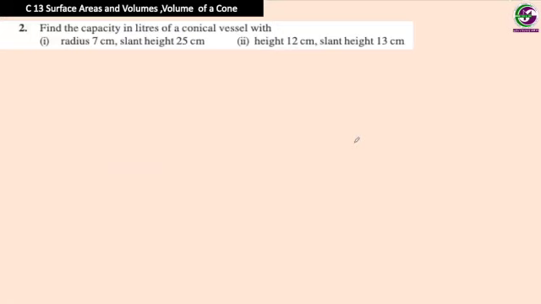Find the capacity in liters. So after getting the answer in centimeter cube, we have to divide by 1000 to change it into liters, of a conical vessel with radius and slant height given. So we have 2 tasks to do. First of all, we have to find the height. We are given the slant height is 25 and the radius is 7. So we have to find the height.